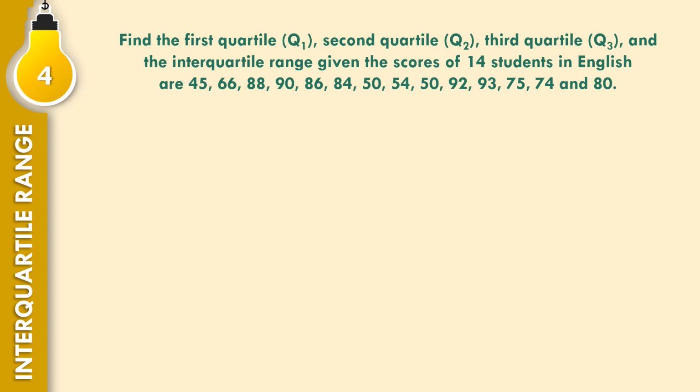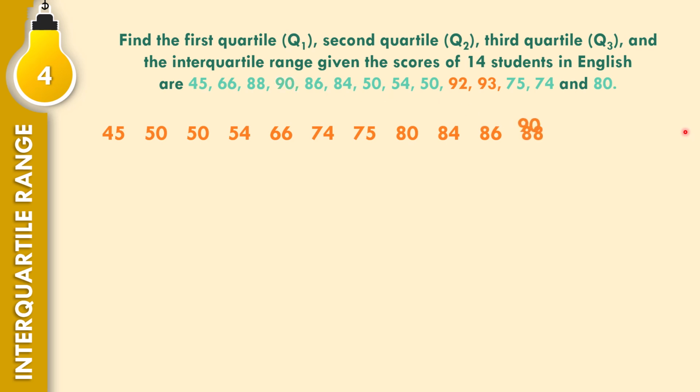In example number 4, find the first quartile, Q1, second quartile, Q2, third quartile, Q3, and the interquartile range given the scores of 14 students in English: 45, 66, 88, 90, 86, 84, 50, 54, 50, 92, 93, 75, 74, 80. First, we need to arrange from lowest to highest, or in ascending order. The lowest is 45. Next to 45 is 50, another 50, and then 54, 66, 74, 75, 80, 84, 86, 88, 90, 92, and then 93.